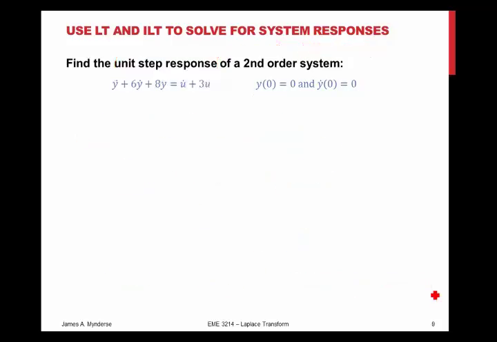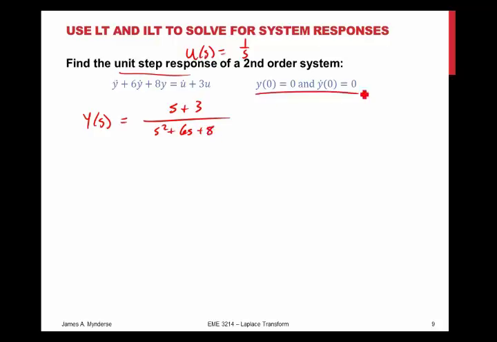Let's look at another case very similar. In this case, again, it's a unit step, so we're going to say u of s is equal to 1 over s. So I can do the same sort of thing. Before I do that, I'm going to get y of s is going to be equal to s plus 3 over s squared plus 6s plus 8. Notice that I can do this a little faster because I've got no initial conditions. I can ignore the initial conditions. I can just go straight to pulling out the coefficients.